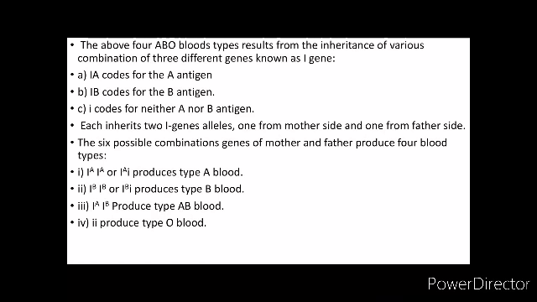How? Say IA IA or IA small i will produce type A blood. IB IB or IB small i will produce type B blood. IA IB will produce type AB, and small i small i will produce type O blood.